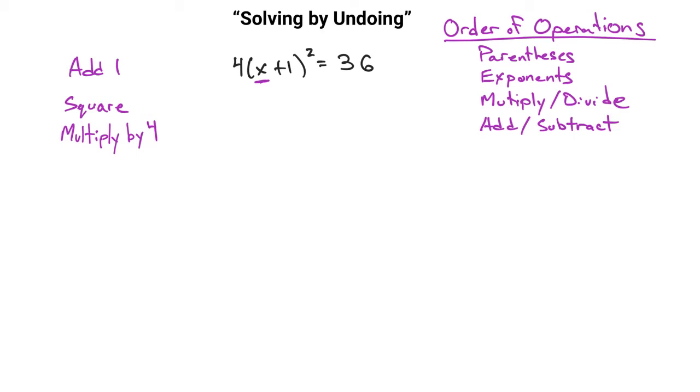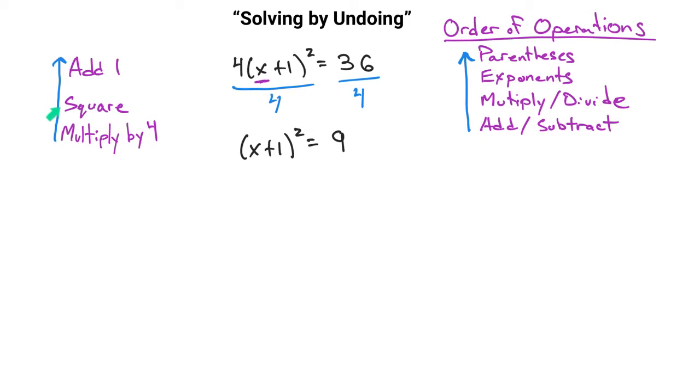But the interesting thing about solving by undoing is that we actually undo our order of operations in the opposite order. So that means that we would have to undo each of these operations for this problem. To start, we would need to undo the multiplying by 4, and we would do that by, of course, dividing everything by 4 on both sides. And once you do that, those 4's will cancel out, and you'll be left with (x + 1) squared on the left side, and 36 divided by 4 is equal to 9. So we've undone the multiplying by 4.